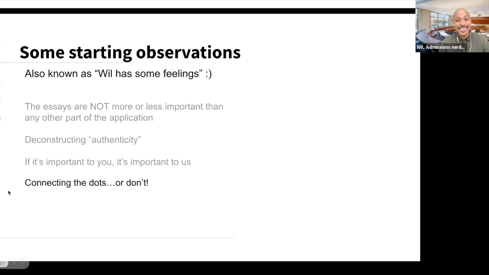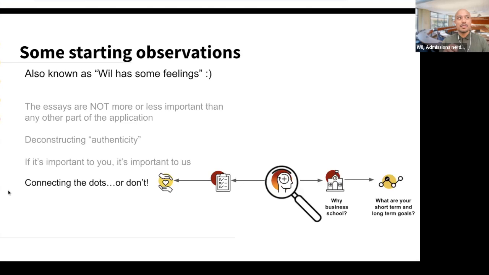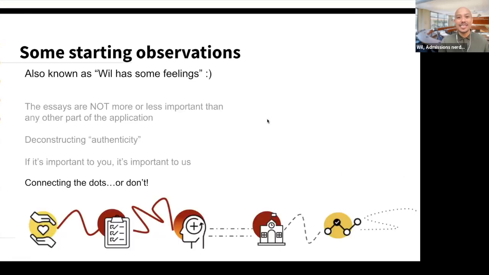And then connecting the dots, or don't. I think another notion, mystery, rumor that gets out there is that you have to have a straight through line from where you've been, what you've done, into what you want to do next. That there's some clear connectivity to why business school and what your short-term and long-term goals are, and that you know exactly what you're going to do. For some of you, that might be true. Cool. But for the vast majority of us out there, it couldn't be further from the truth, and that's okay.